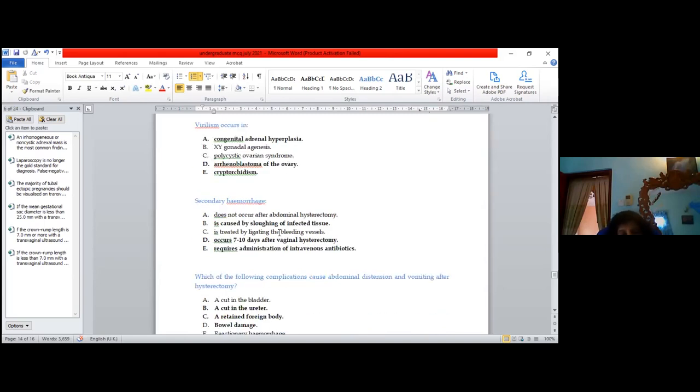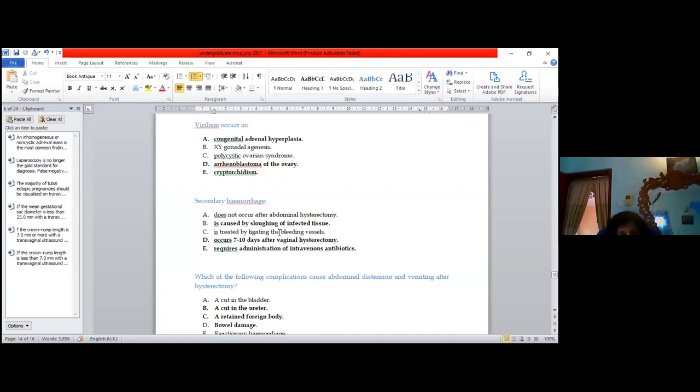Secondary hemorrhage. What is secondary hemorrhage? It is where bleeding occurs after about 5 days of any surgery. It could be abdominal or vaginal. It is due to sloughing of infected tissue, so there are signs of infection like fever and vaginal discharge. After 5 days, the woman will start bleeding. It can occur due to infection of the wall after abdominal hysterectomy, or due to infection of the vaginal wound in vaginal hysterectomy.